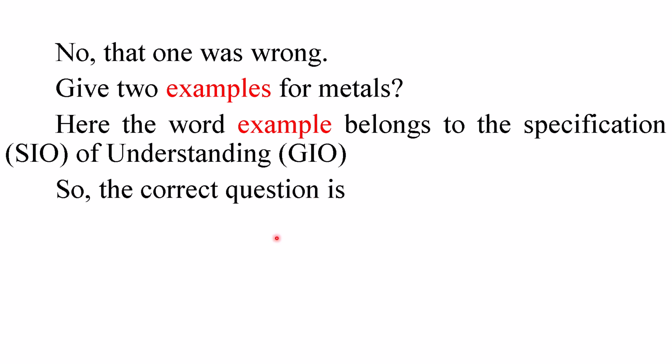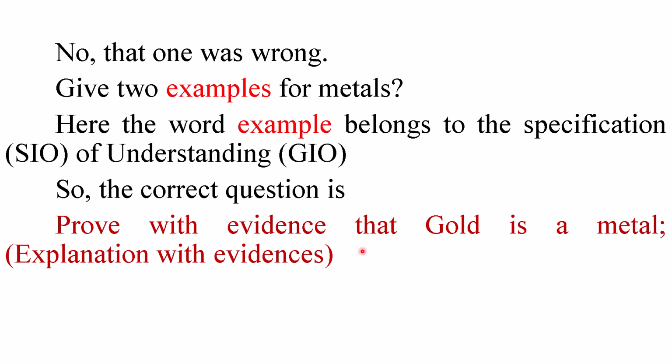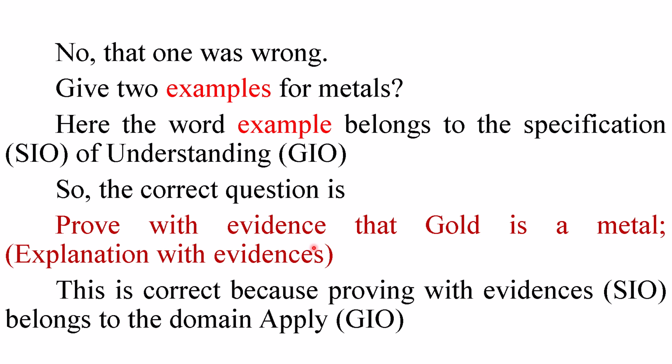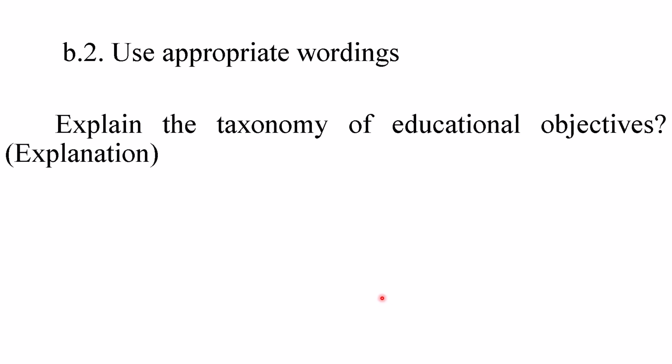So what's the correct question? Prove with evidence that gold is a metal. Explanation with evidence. Prove with evidence is the SIO and apply is the GIO. So we have to use appropriate wordings for the question.